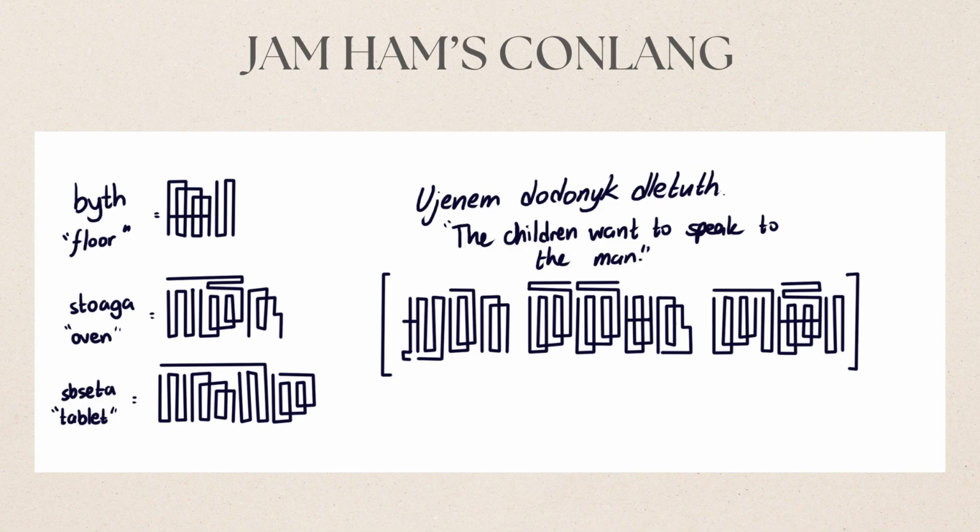And here's what a sentence looks like in my conlang. For punctuation, there is space and each sentence is delineated using these brackets. So each sentence goes within these brackets. So uyenem dodonuk dletuf. The children want to speak to the men. You read this left to right, uyenem and dodonuk dletuf. And here the dle part in dletuf, the e extends to the da. So you know this is not da letuf. And yeah, that's pretty much what I have for my writing system for now, at least.